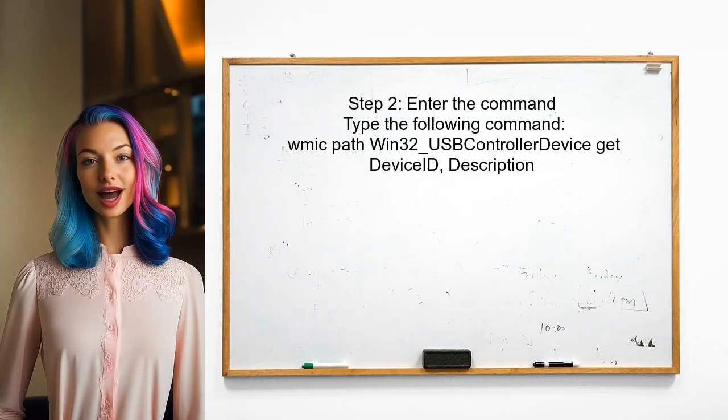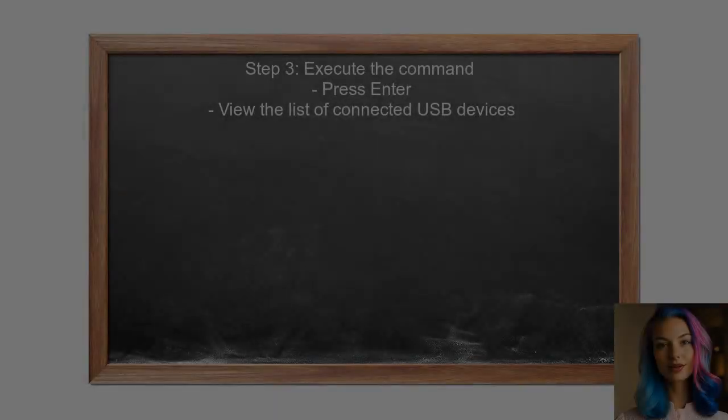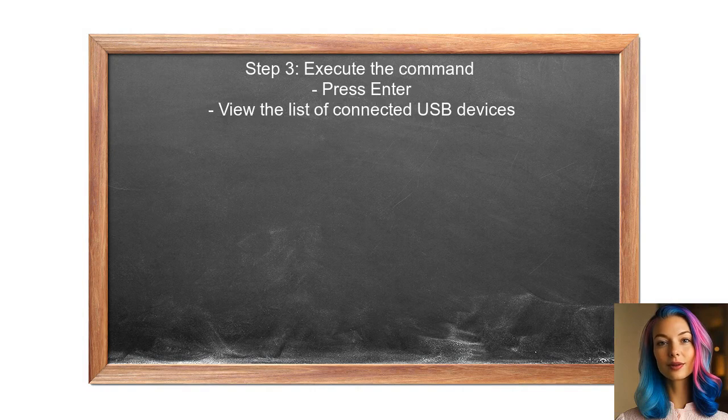Next, the user needs to enter a specific command to list all USB devices. The command to type is wmic path Win32_USBControllerDevice get DeviceID, Description. After entering the command, the user should press the Enter key. This will execute the command and display a list of all connected USB devices.